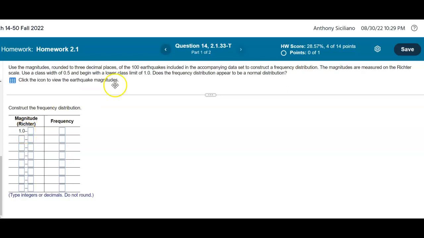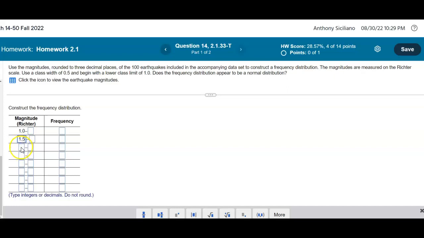So we're starting with 1.0 as the lower class limit. We know the class width is 0.5. So that means the next lower class limit is 1.5. And then this is 2.0, 2.5, 3.0, 3.5, 4.0, and then 4.5. Okay, now we want to find out what the upper limits are.